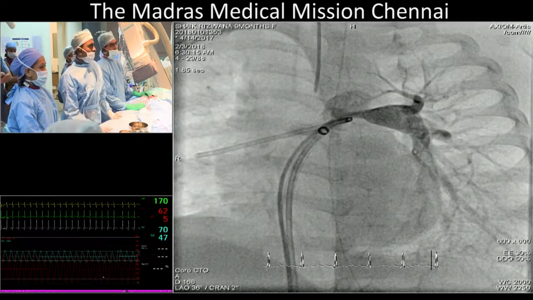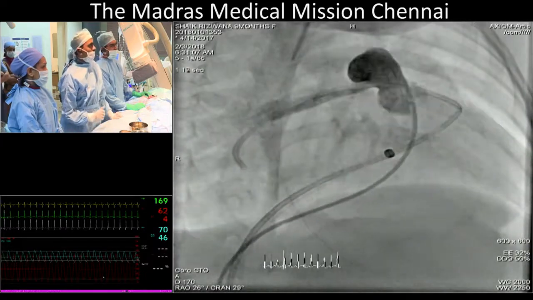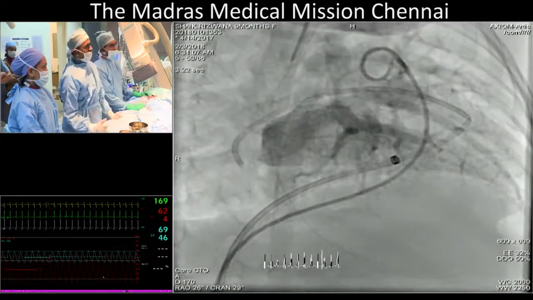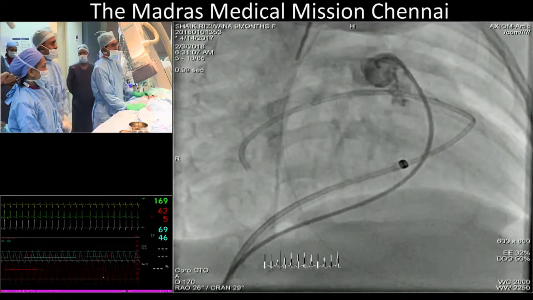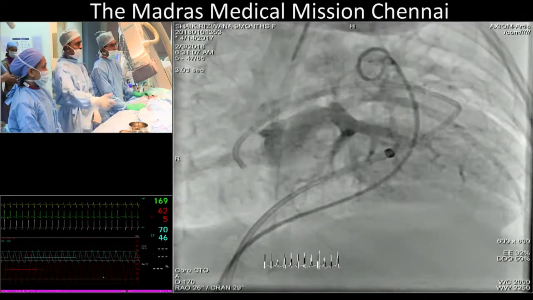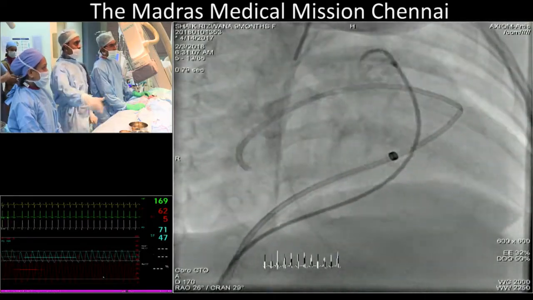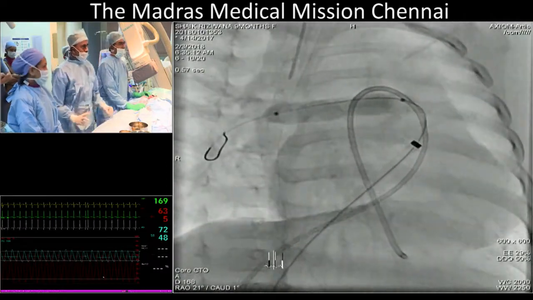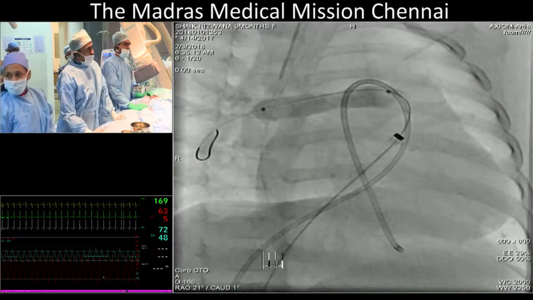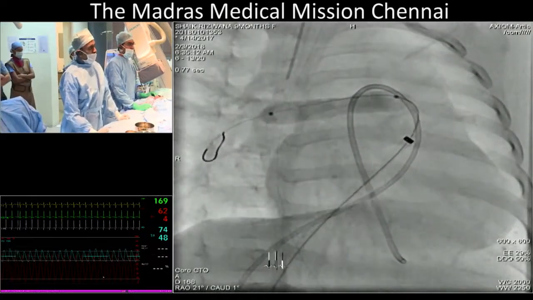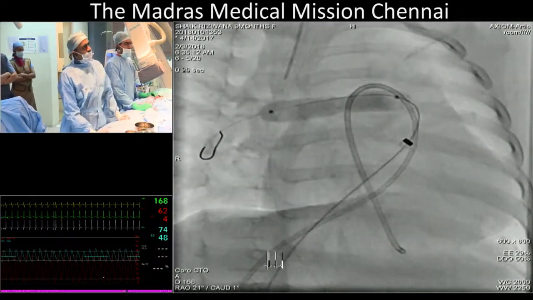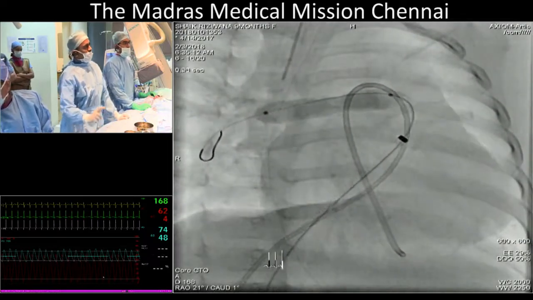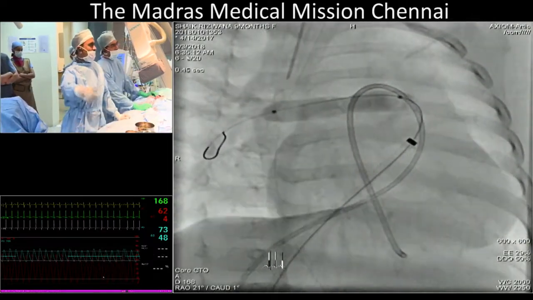So what we did was we balloon dilated. I'll show you the post balloon dilated picture. This is a balloon dilatation with 4 atmospheres of a 6 millimeter balloon. Now I'll show you the post pulmonary artery angiography.